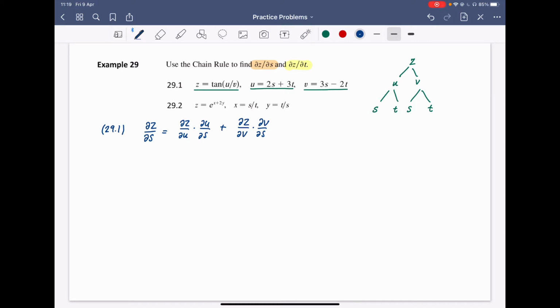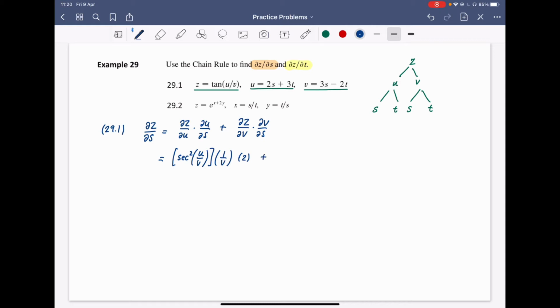All right, now we differentiate C with respect to U. So differentiate tan(U/V). Differentiating tan, you get sec²(U/V), right? And then you need to differentiate the inner function, U/V, with respect to U, so you get 1/V. Does that make sense? And then differentiate U with respect to S, so you get 2.